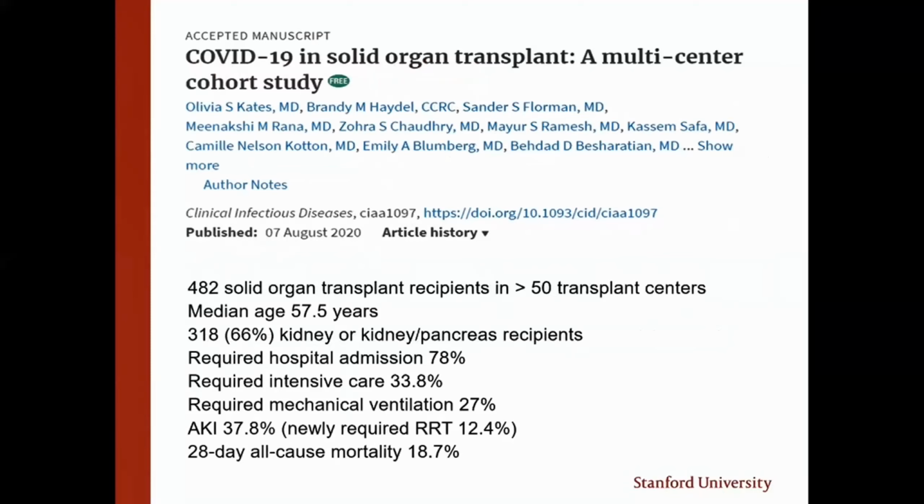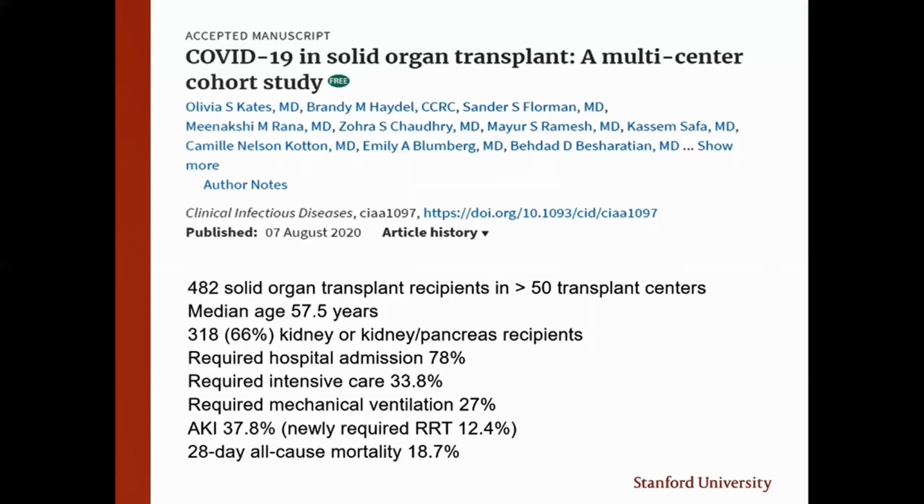Now, given concerns that immunosuppression may put individuals with transplant at risk for severe COVID-19 disease, it is important to be familiar with the literature on outcomes in kidney transplant recipients. Now, there is a building body of reports, mostly case reports and series in the beginning, but this one multi-center cohort study was based on data from a registry of kidney transplant recipients with COVID-19. This registry was started by an infectious disease team at the University of Washington, and they recently published data on 482 solid organ transplant recipients in over 50 transplant centers. Stanford was one of the contributing centers.